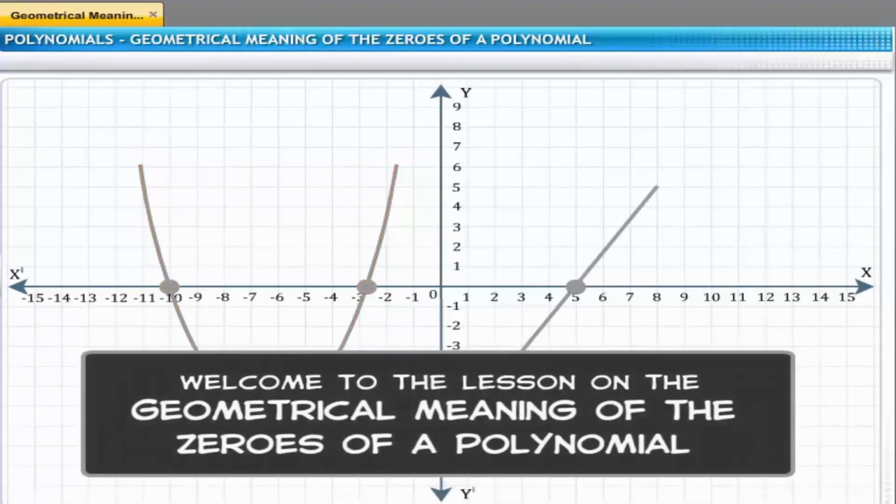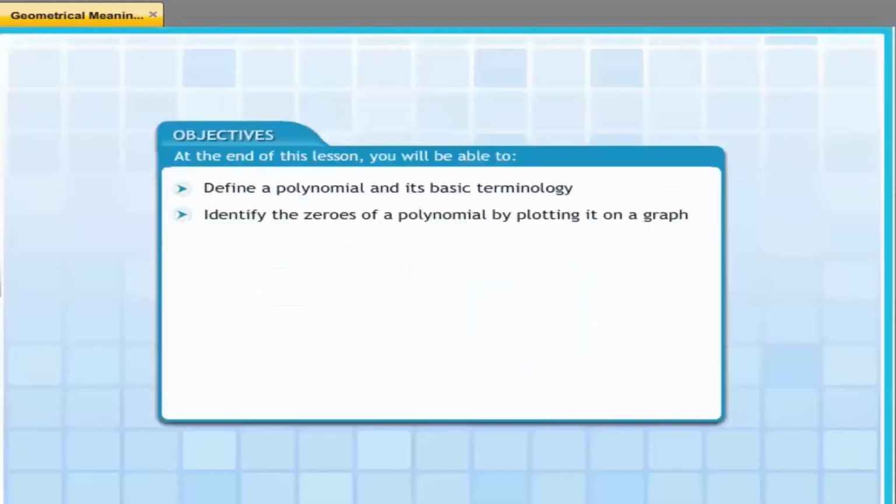Welcome to the lesson on the geometrical meaning of the zeros of a polynomial. At the end of this lesson, you will be able to define a polynomial and its basic terminology. You will also be able to identify the zeros of a polynomial by plotting it on a graph.